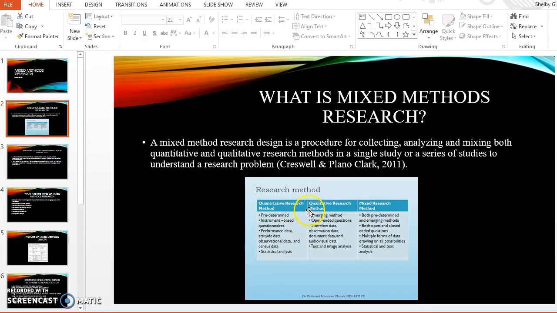And this little picture here gives you an idea of what the quantitative research method is, what the qualitative research method is, and what mixed research methods are. This picture shows it's defined as both predetermined and emerging methods, both open and closed-ended questions, and multiple forms of data drawing on all possibilities in statistical and text analysis. It's taking everything from quantitative and qualitative data and combining them together.